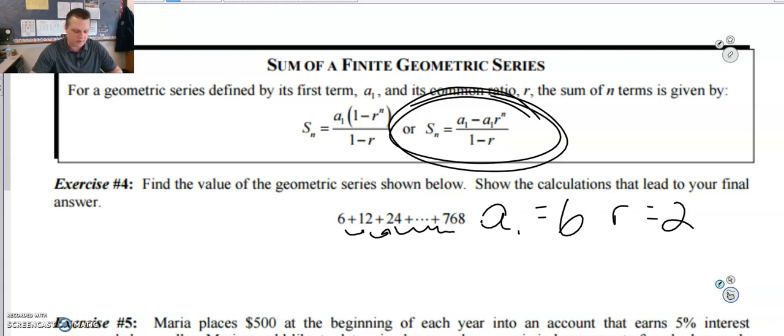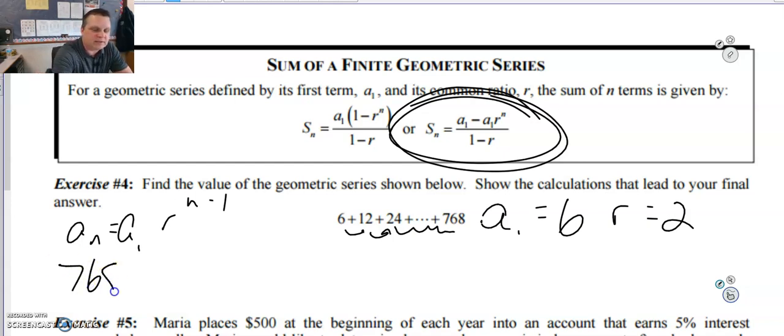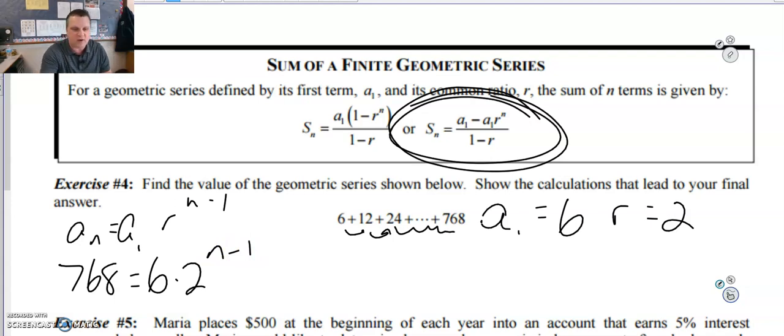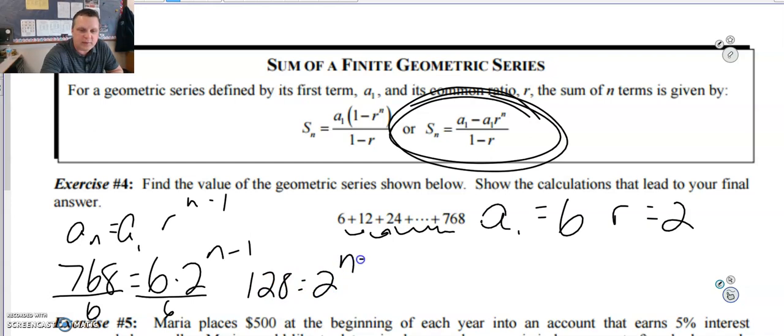So we use a formula that we used previously, the geometric sequence. So we have AN equals A1 R raised to the N minus 1 power. Okay, so my AN is 768. My A1 is 6. My R is 2. And I'm raising it to the N minus 1 power. Now we've already dealt with logs and exponents when you have variables in the exponents. So you have to solve by moving the 6 first. So when I divide by 6, I get 128 equals 2 to the N minus 1.